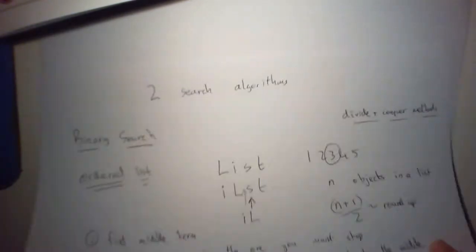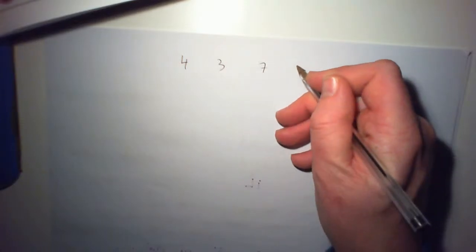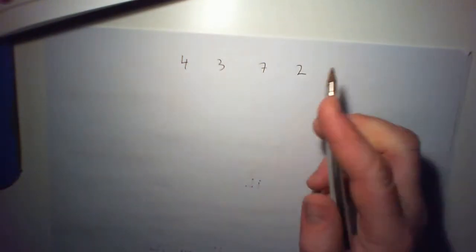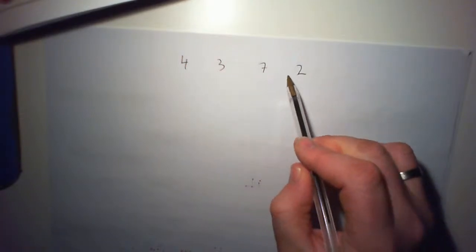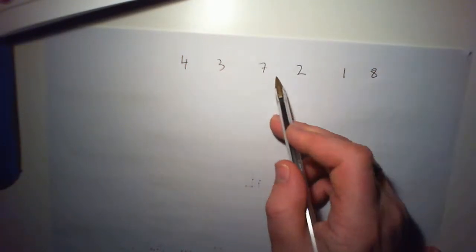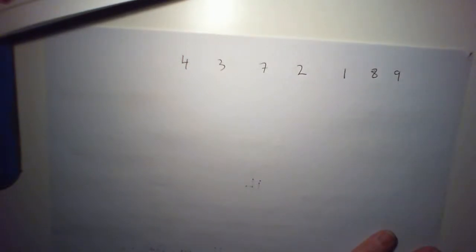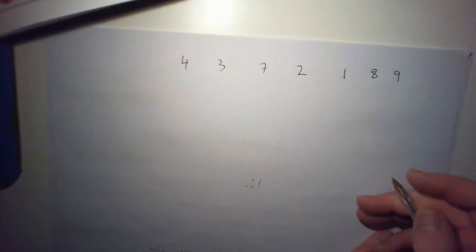Okay, so pay close attention, as the man says. Right, so pay very close attention. I'm going to use, I'm trying to think, I'll just use numbers this time, it's easier. Okay, so let's say I have 4, 3, 7, 2. I'll go with odd this time. It might make it a bit easier. Okay, 4, 3, 7, 2, 1, 8, and 9. Okay, so I want to find 2.